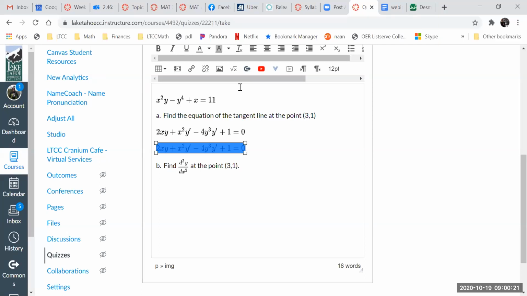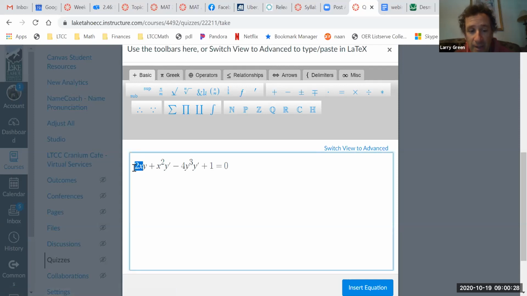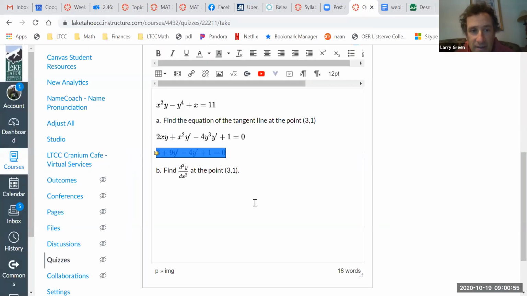Means you don't do any algebra. And my feeling is plugging in is easier than algebra. So we plug in 3 for x, 2x becomes 6. And then y was 1. So 6 times 1 is 6. x squared becomes 9. And then we have 4y cubed. y is 1, so that's just 4. Plus 1 equals 0. Let me save this guy.